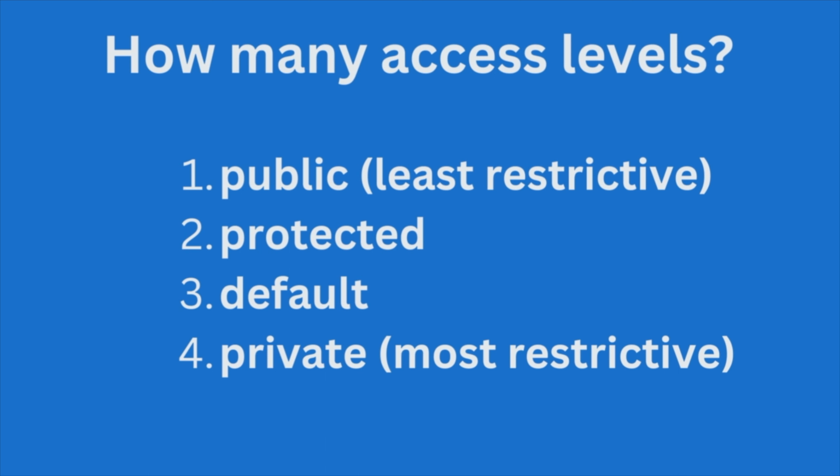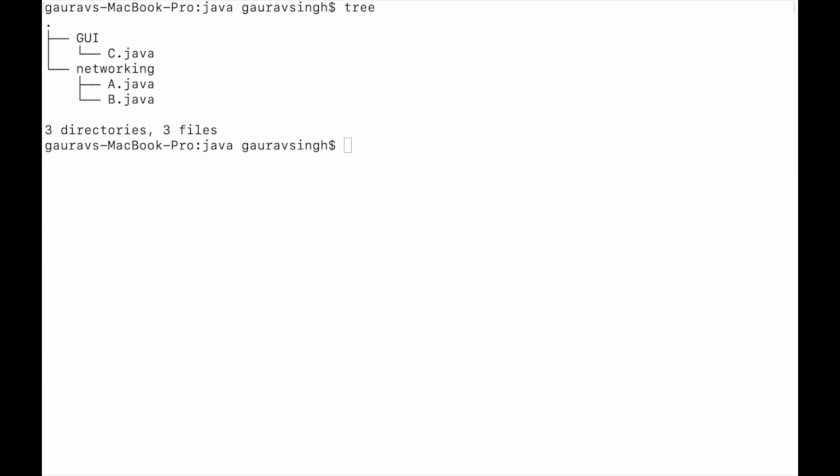Now let us understand the access modifiers with the help of a program. Let us see how we can use the access modifier to control the access level of a class, in the same package or in a different package. We have already seen how packages work in our previous video. But first, let us look at the folder structure of our program. In our current working directory, we have two folders: the GUI folder and the networking folder.